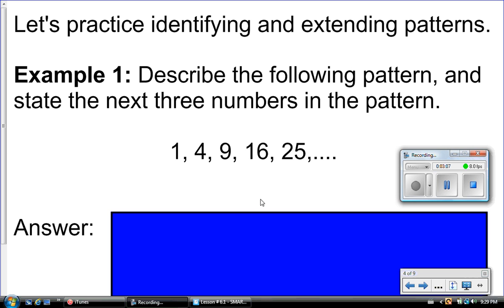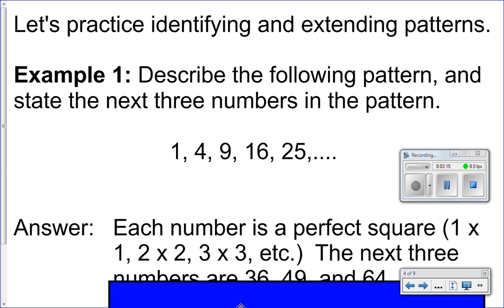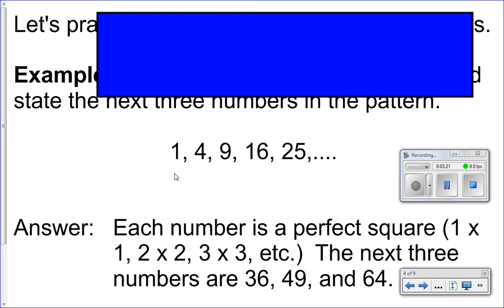Okay, here we go. So now you've hit play. Let's see if you got the right answer. The answer is, each number is a perfect square. Okay, we had 1 times 1 equals 1, 2 times 2 equals 4, 3 times 3 equals 9, 4 times 4 is 16, 5 times 5 is 25. So we think that 6 times 6 is 36, 7 times 7, 49, 8 times 8, 64.